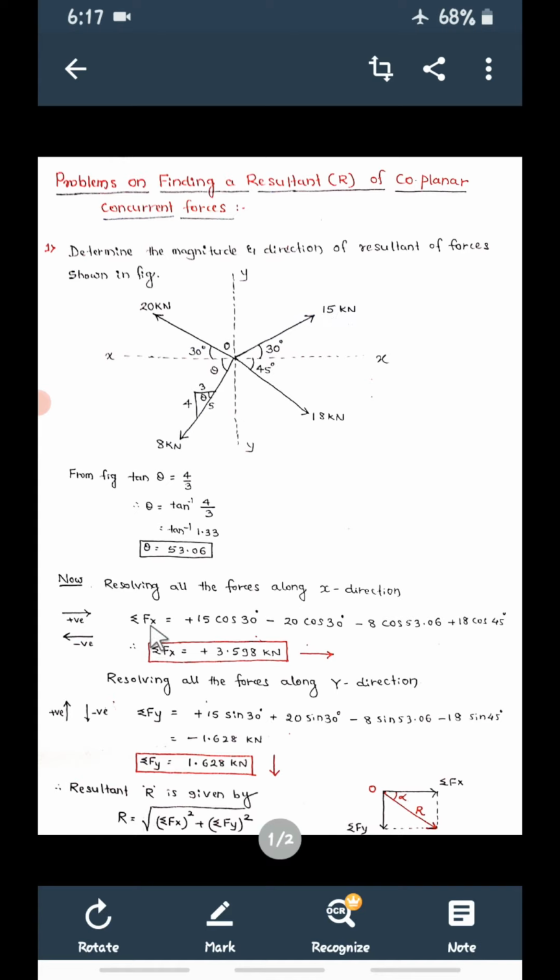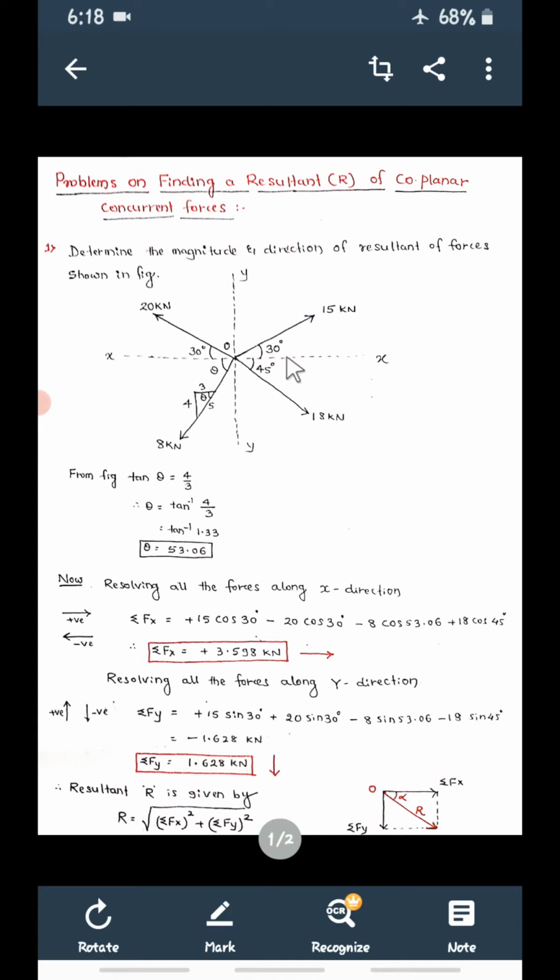Summation Fx is what? Addition of the components of all the forces in the x direction. So summation Fx is equal to, taking one force at a time, make it horizontal first. Make this horizontal like this, so turn this force and move it along the x direction. When you make it along the x direction, see the direction of this arrow mark.